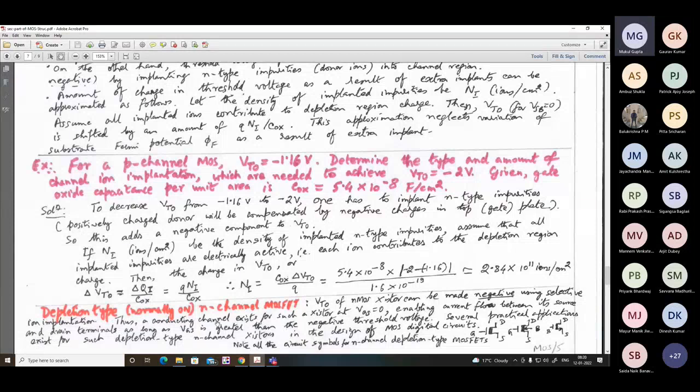So in general, the depletion NMOS transistor has a negative threshold voltage, and the depletion type PMOS transistor has a positive threshold voltage.